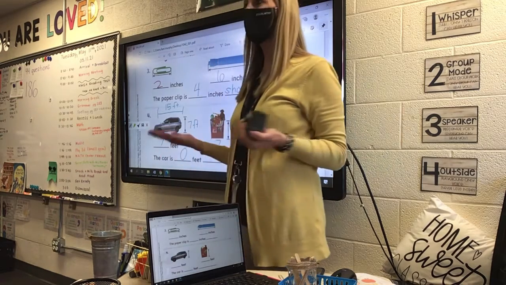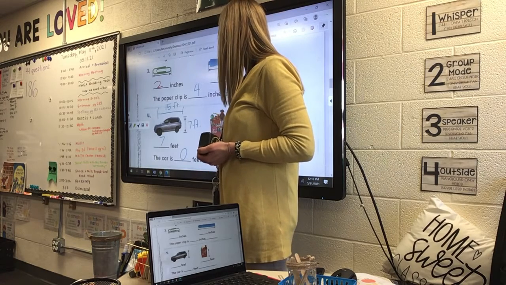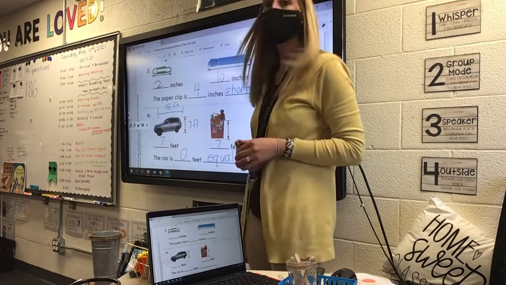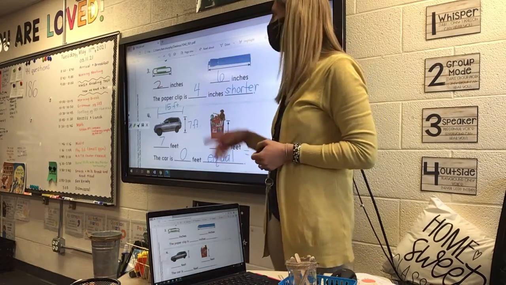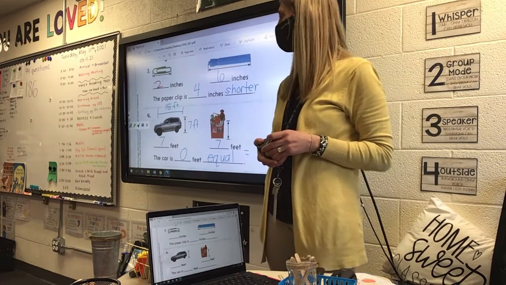They have to be about what? Equal. Can we do the equal sign? You can put the equal sign, sure. So our shelf and a car is kind of about equal. But you still have to write the word down.